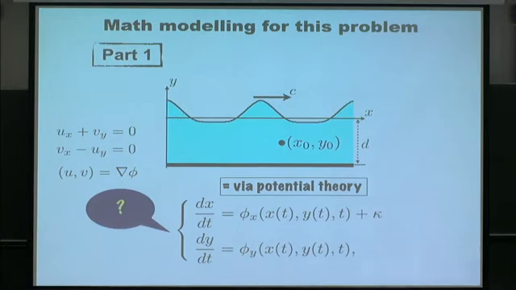And we have incompressible irrotational flow. That's how we're going to start. We're going to add a current. Later on, we'll add constant vorticity. And we want to compute this potential as best as we can, so we get the vector field as best as we can. And we'll do this via potential theory.